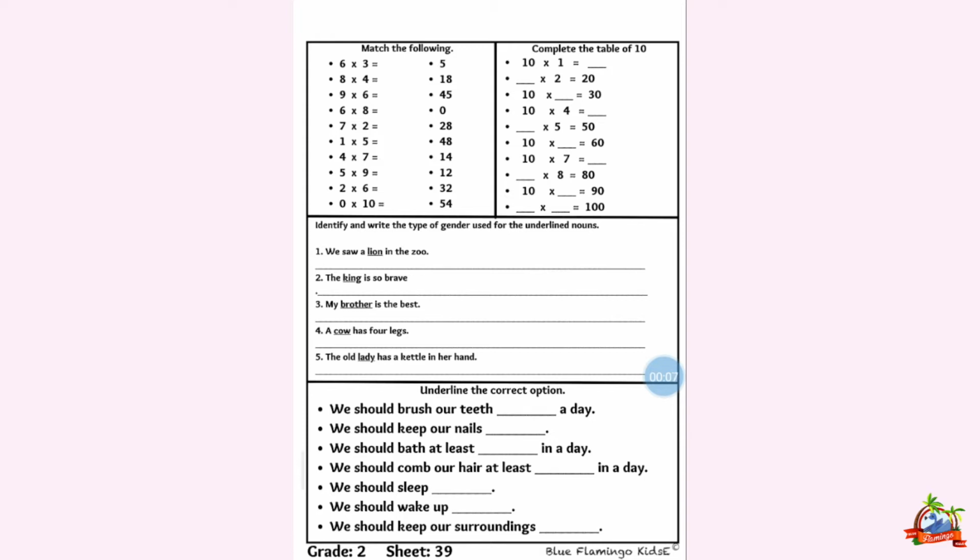So let us start. In this sheet, we have 3 different parts in which we will get to know about 3 different subjects. The subjects are English, Maths and EVS. So let us start with our first subject of the sheet, which is Maths.